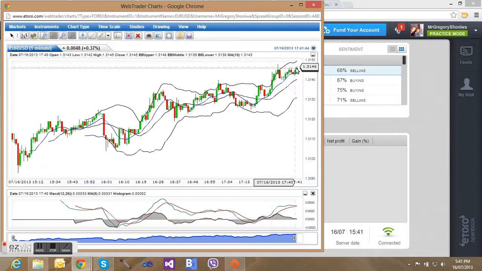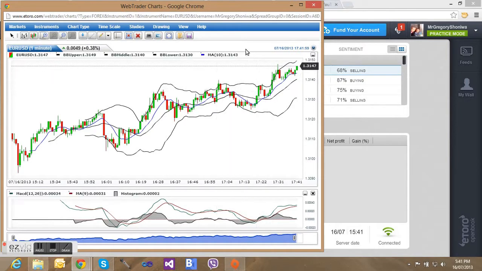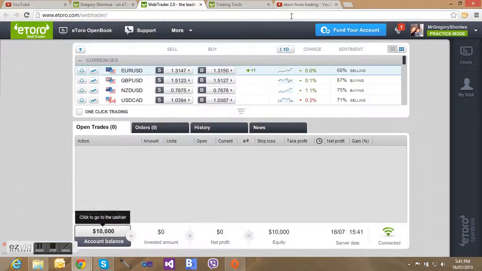Remember, forex trading is very risky, so if you're going to invest in this, you have to invest it with money that you won't have a heart attack losing. Okay, so at least let's just try and make a trade.